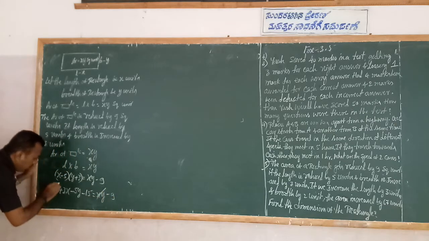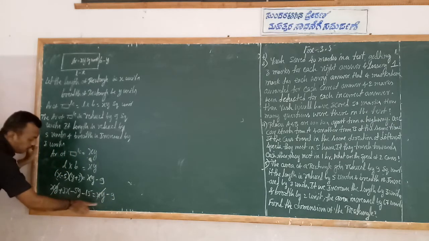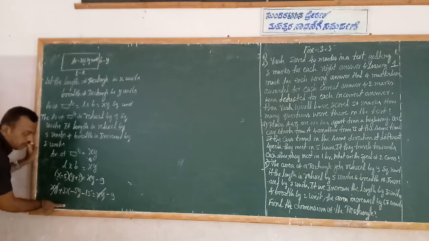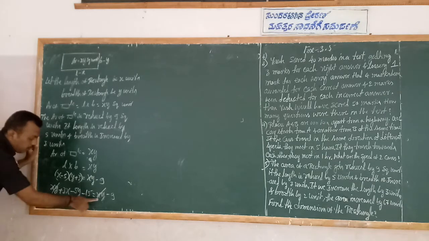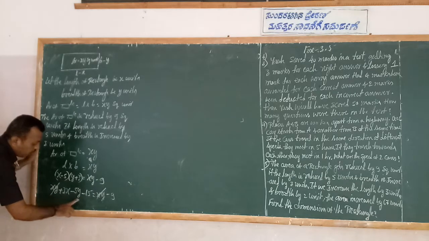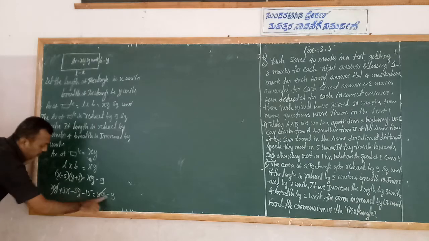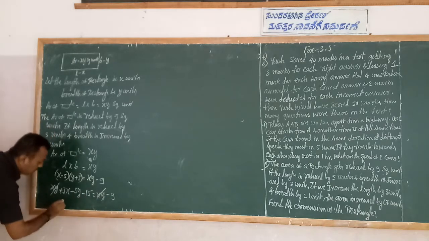So this xy and this xy get cancelled, because if you take xy to the LHS it becomes minus xy. So minus xy, and this is plus xy, so plus xy minus xy get cancelled. That's why it cancels here. So 3x minus 5y minus 15 is equal to minus 9. Minus 15 has to be sent to the other side. So what is the remaining here?